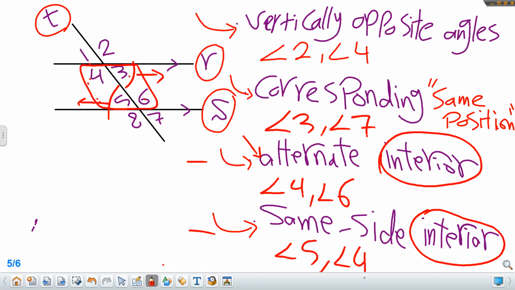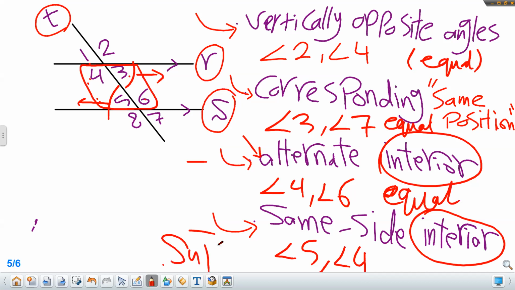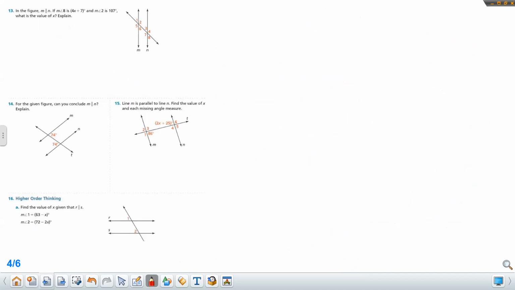What's the relation between each pair of angles? In vertically opposite angles, the two angles are equal. Corresponding angles are equal. Alternate angles are equal. But in same side, interior angles are supplementary. What's the meaning of supplementary? The sum of them equals 180. Okay, come with me, guys, number 13.